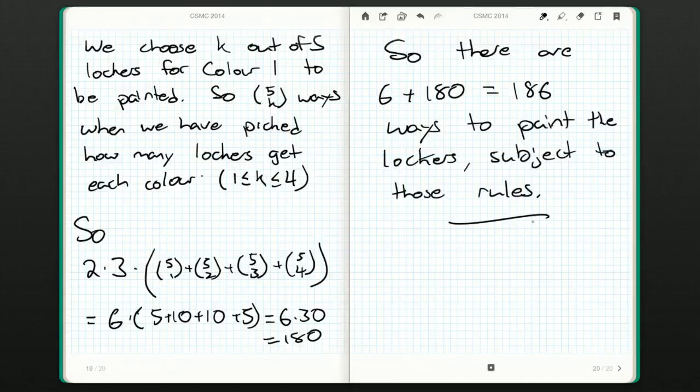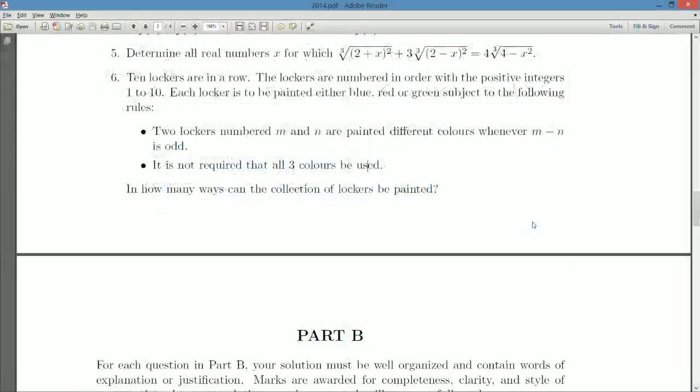Alright, so we get a total answer of 186, and we could just put that in the little box provided in the answer booklet. And that does it for question number 6. So now we're done. We're done part A on the 2014 paper.